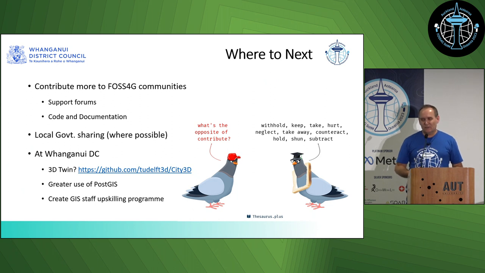Other projects that we're looking at, one of the projects I'm keen on is building a 3D twin. We've got massive amounts of data. We've got LiDAR data. We've got all these lovely building outlines and things. Why can't I build a 3D twin using open source software? Well, we're starting down that route. So hopefully next year, the year after, I might be able to do a presentation on a 3D twin done in open source. We'll see.